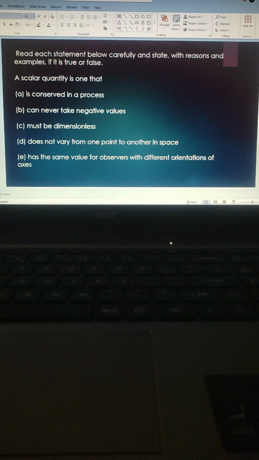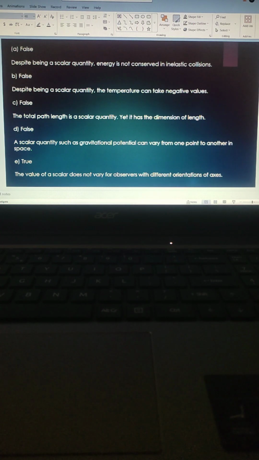Next question: read each statement below carefully and state with reasons and examples if it is true or false. A scalar quantity is one that: A, is conserved in a process; B, can never take negative values; C, must be dimensionless; D, does not vary from one point to another in space; E, has the same value for observers with different orientations of axes.